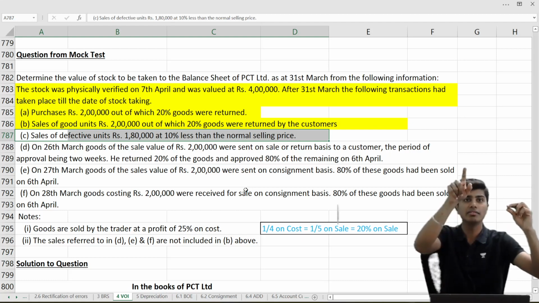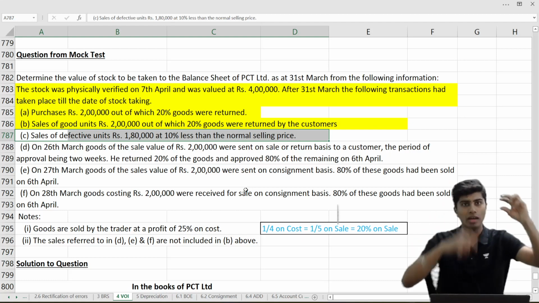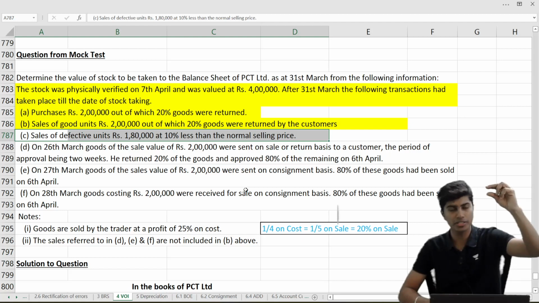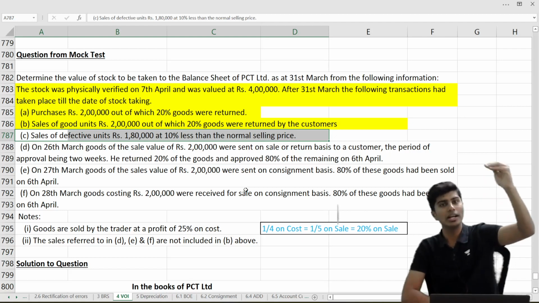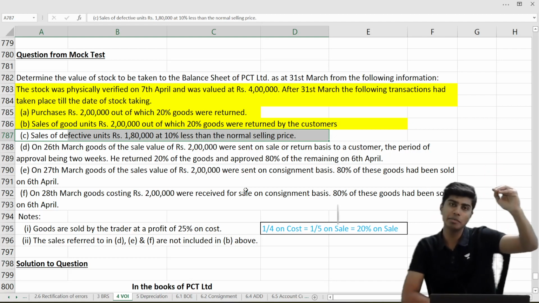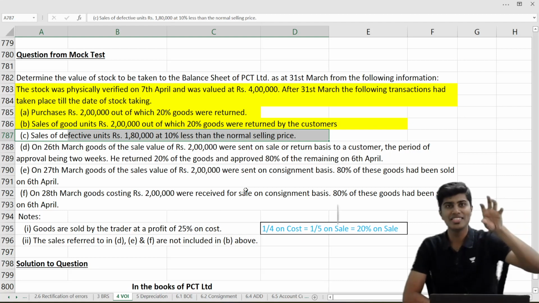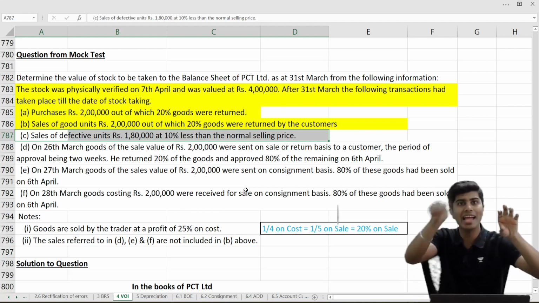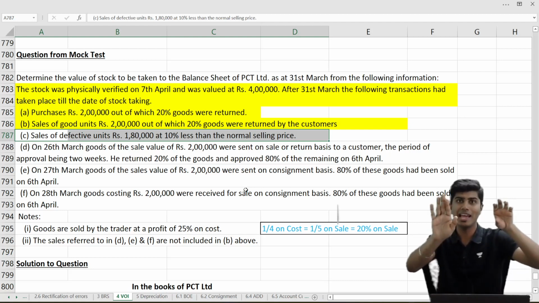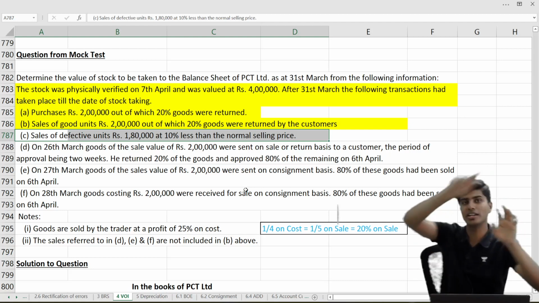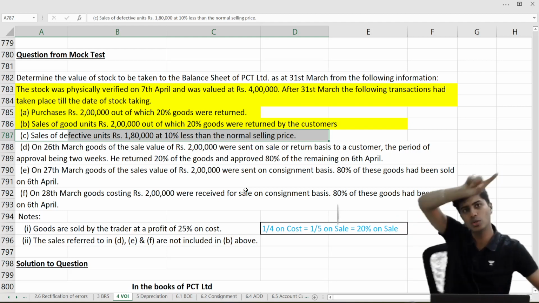How much is 100? 100 rupees is the normal selling price. Defective goods have been sold at a price 10% less than the normal selling price. So 100 normal selling price less 10%, that is 10 rupees. Abnormal selling price is 90. This 90 rupees is equal to 1 lakh 80,000. 1 lakh 80,000 is the sale of defective units. So 1 lakh 80,000 is 90. How much is 100? 1 lakh 80,000 into 100 divided by 90.